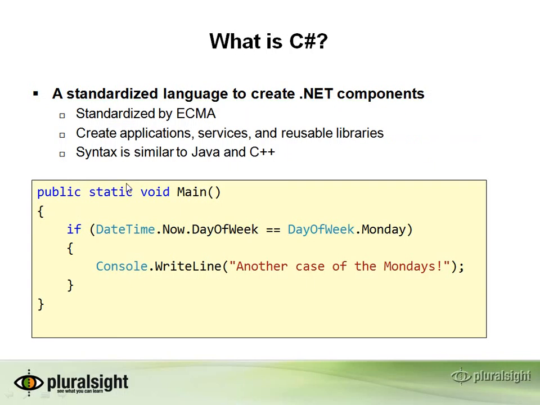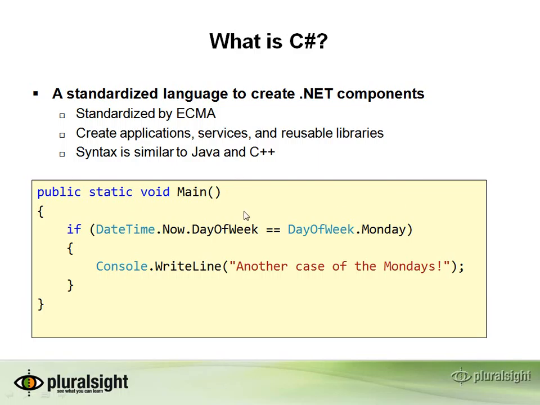As I mentioned previously, you can use C# to create any type of .NET application. You can create applications and services and also reusable libraries. That is, you can package up code to use across multiple applications by creating a library. The syntax was inspired by C++, as was Java's syntax, so all three of these languages look somewhat similar.